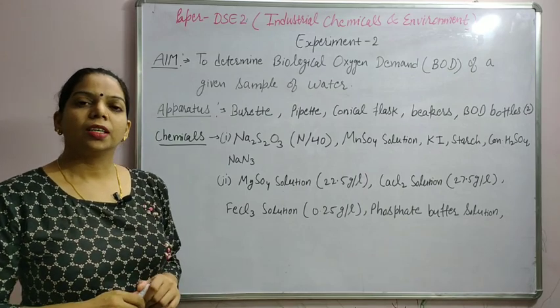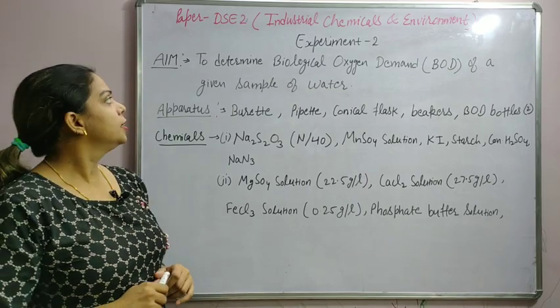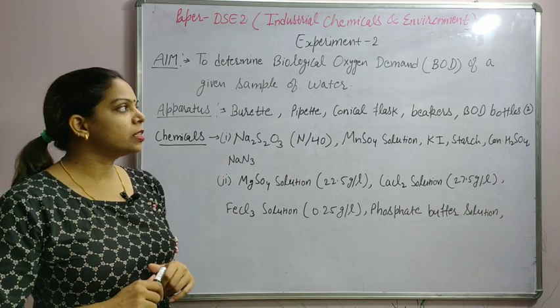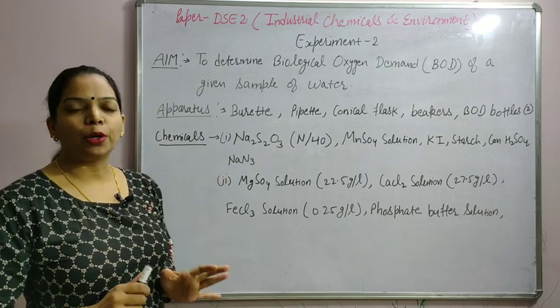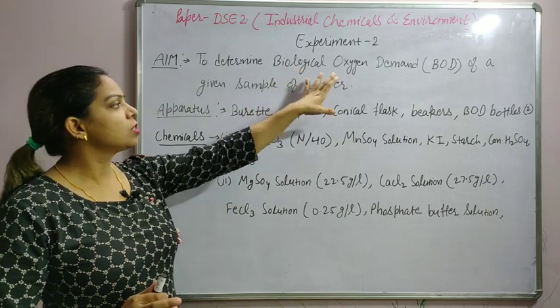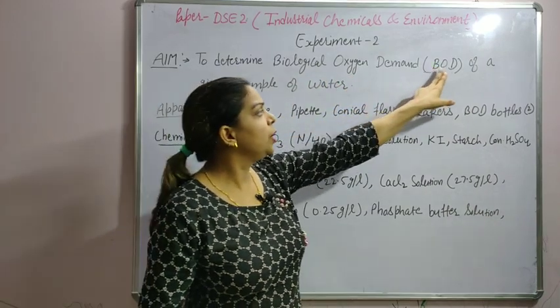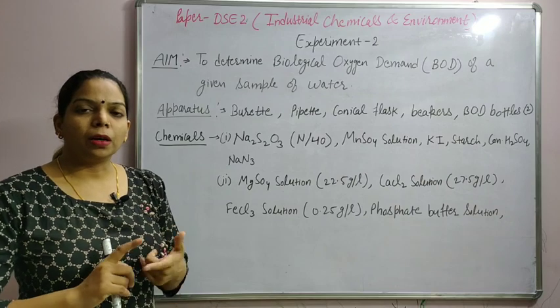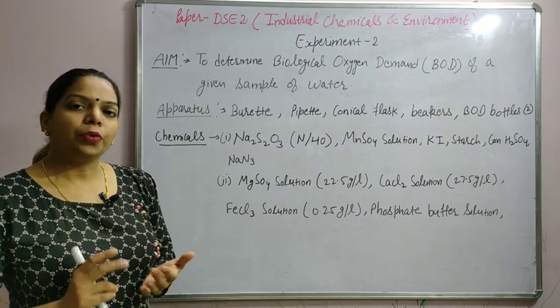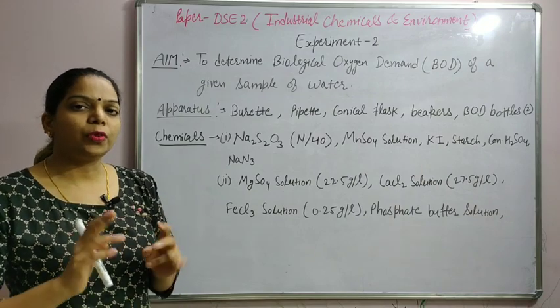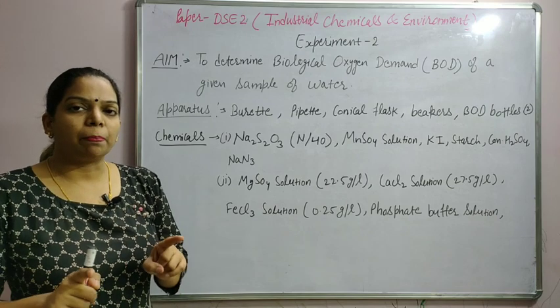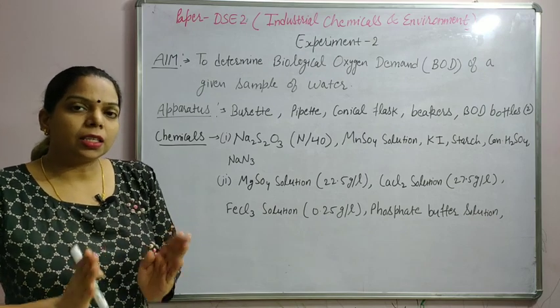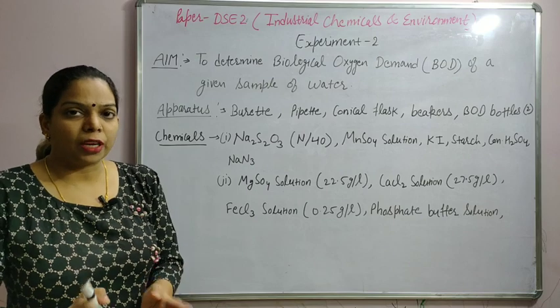Hello students, our today's practical is to determine the biological oxygen demand of a given sample of water. Biological oxygen demand, we call it BOD also in short form. Alright, so to find out BOD, we have to find out the amount of dissolved oxygen in the sample twice at a certain span of time.